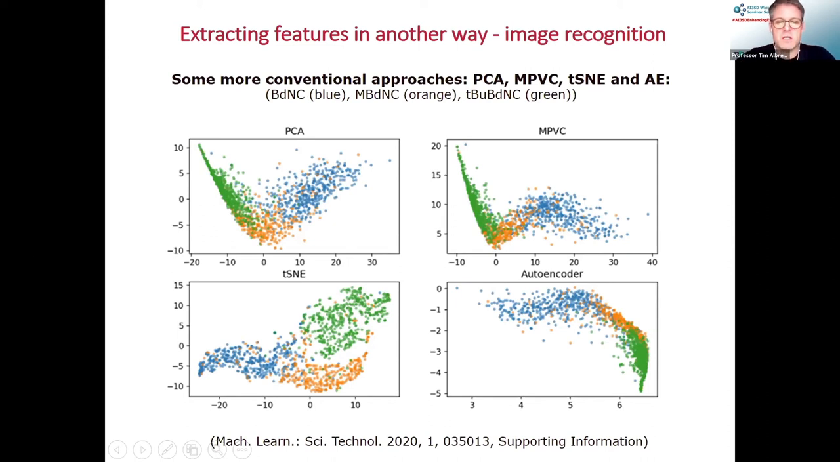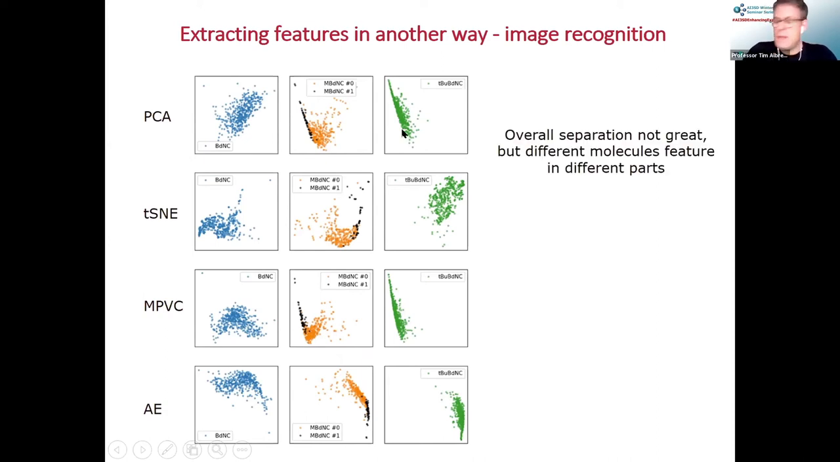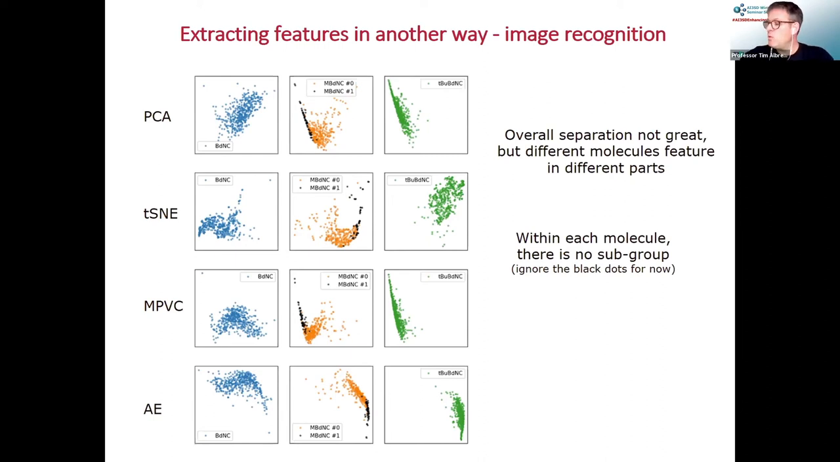And you can kind of see that the different molecules actually do feature in different areas of the plot, even though separation isn't really the greatest. You can also then plot each individual cluster separately, okay? And this is again the same sort of color breakdown, the different molecules in color. As I said, overall, the separation isn't great, but the molecules do feature in different parts. What you also see is that, and ignore the black dots for now, I will explain towards the end what these are, within each molecule there are no subgroups, okay? So all of this is quite homogeneous, noisy, but homogeneous.